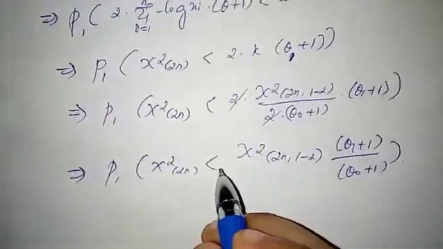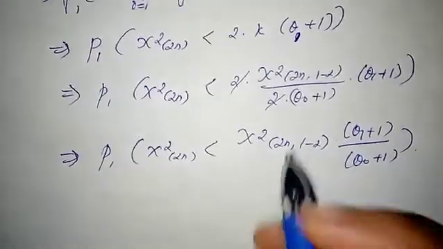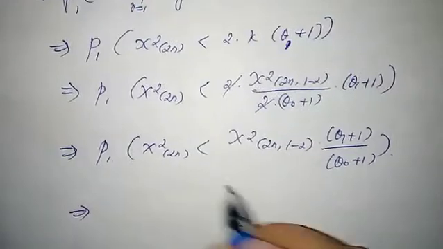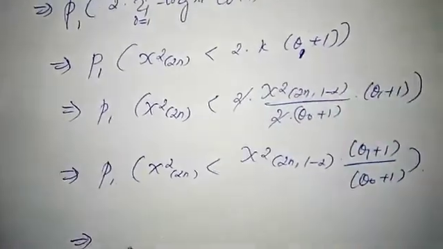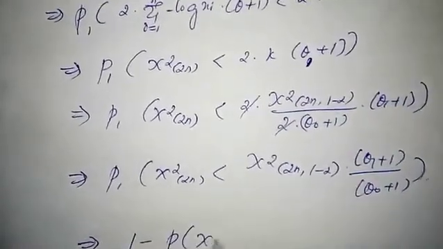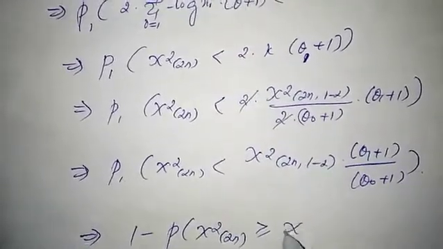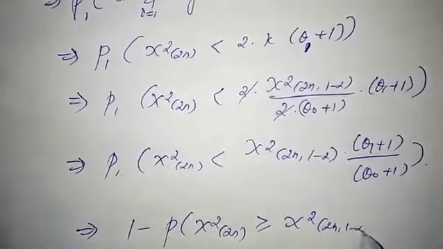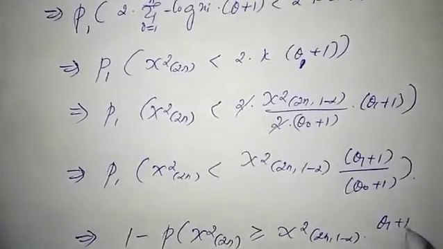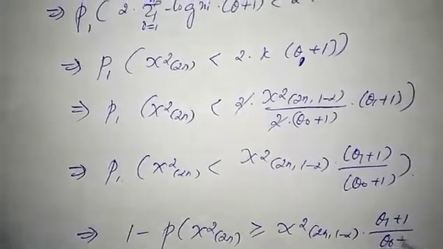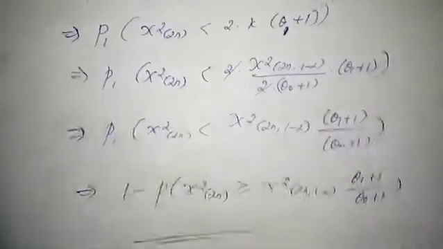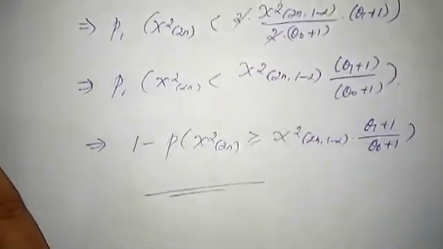Here it is in the form of less than, so we have to make it a greater than, that is 1 minus the probability that chi square 2n is greater than or equal to chi square 2n 1 minus alpha into theta naught plus 1 divided by theta 1 plus 1. This is the power of the test in that problem. Okay.